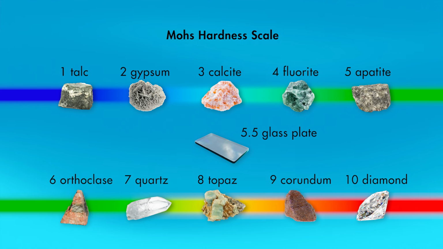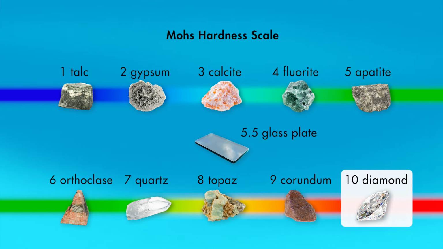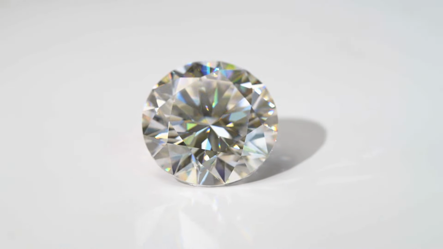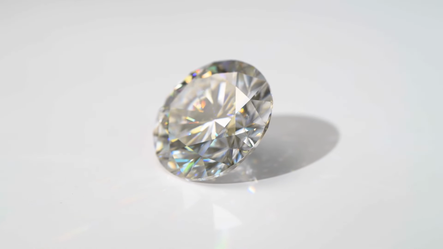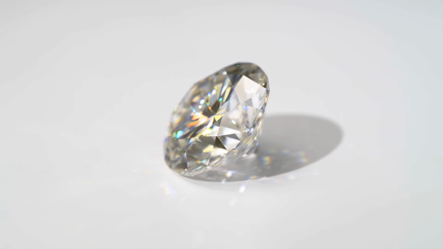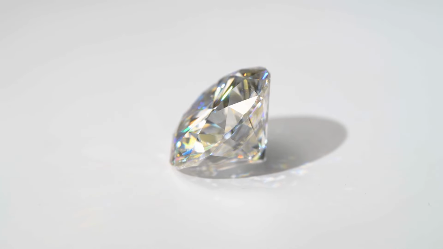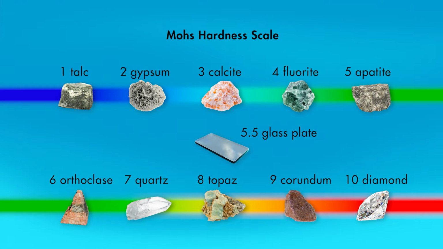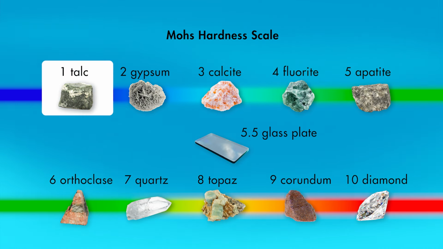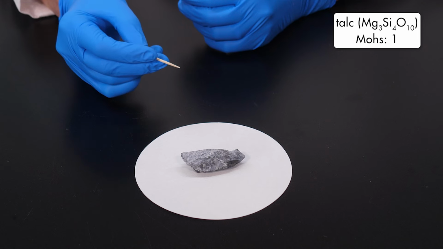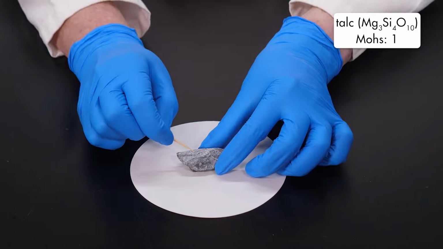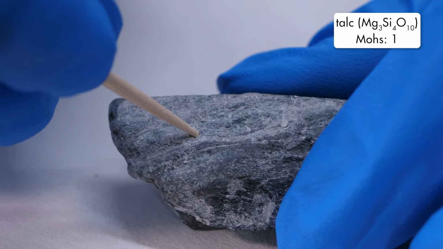The hardest reference mineral on the Mohs hardness scale is diamond, which has a hardness value of 10. Currently, no naturally occurring substance is harder than diamond, but there are some synthetic materials that have a higher hardness value. The softest mineral on the Mohs hardness scale is talc. Talc, which is a form of magnesium silicate, has a hardness value of 1. Talc is so soft that we can scratch it with a wooden toothpick.